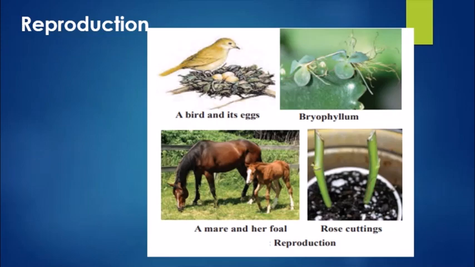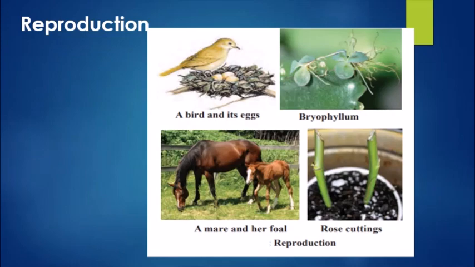And in the process of reproduction, the living things give rise to the young one of its own kind. Now sometimes some animals give birth to their young ones, but some animals lay eggs. For example, birds lay eggs. So from the egg, the young ones hatch out. So this is the reproduction in birds or the animals which lay eggs.